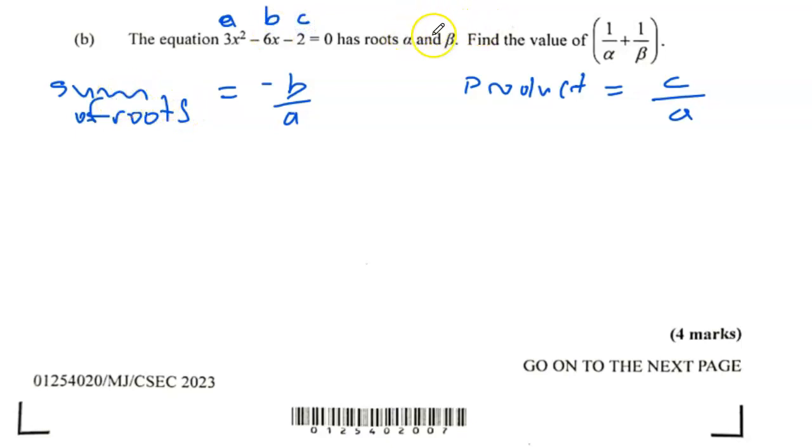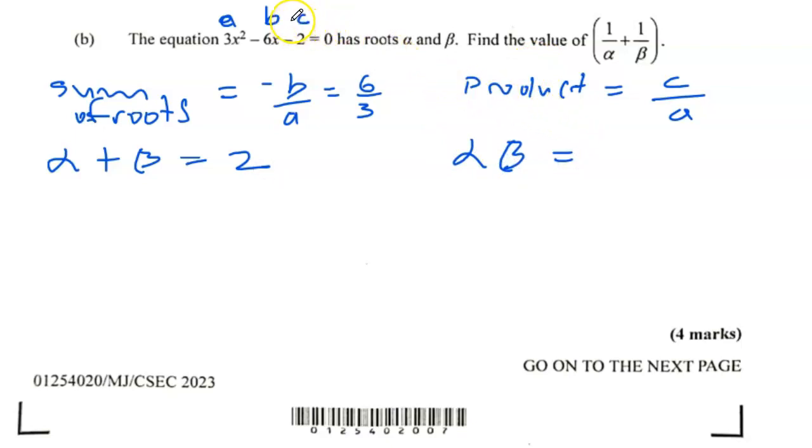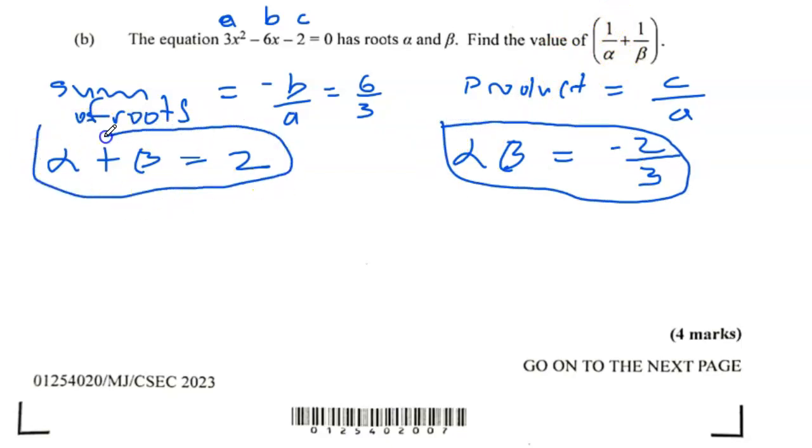So if the roots are alpha and beta, then the sum alpha plus beta will be negative b. Now b is negative 6, so negative b would be positive 6, a would be positive 3, so alpha plus beta, the sum, would actually be 2. The product, which is alpha times beta, is c over a. Now c is minus 2 and a is positive 3. So now we can use these and deduce the value of 1 over alpha plus 1 over beta.